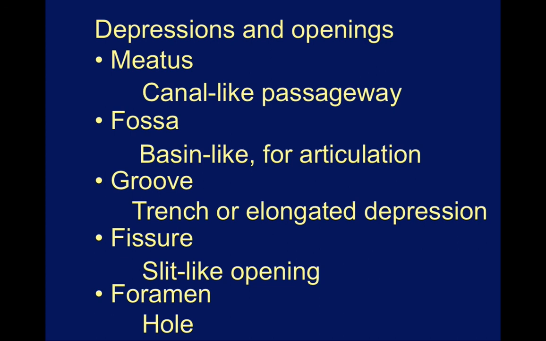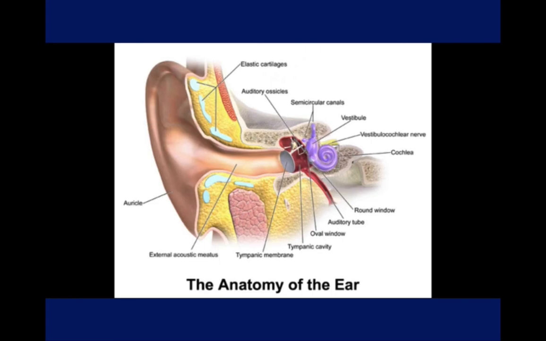Let's take a look at some examples of each of these three so that we can hopefully distinguish what these three terms are. The first that we're going to look at is a meatus. This structure that we're looking at is known as the ear canal, but its anatomical name is the external acoustic meatus. This is often sometimes called the external auditory canal or the external auditory meatus as well.